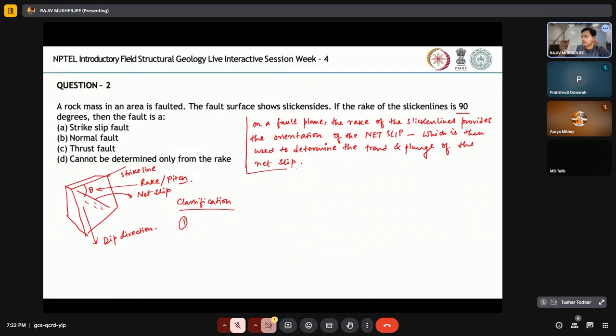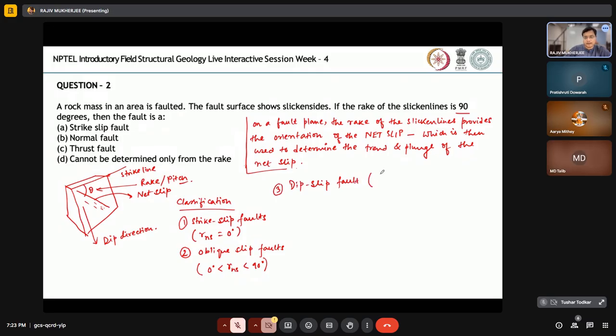Option A, strike slip faults. In case of strike slip faults, the rake of the net slip is 0 degrees. Then comes the oblique slip fault, where the rake of the net slip lies between 0 degrees to 90 degrees. And finally, dip slip fault, where the rake of the net slip is 90 degrees. Since it is given that the rake of the slickenlines is 90 degrees in this case, we can say that the fault is a dip slip fault.